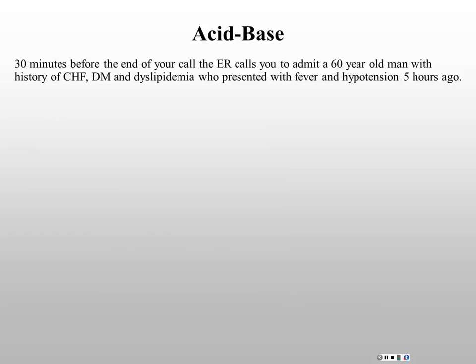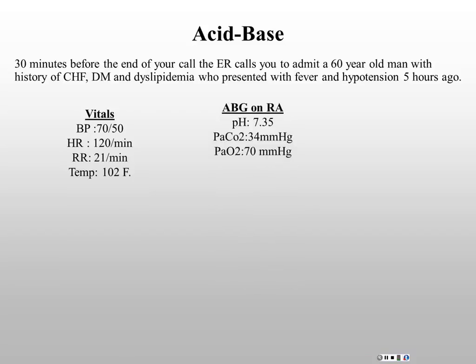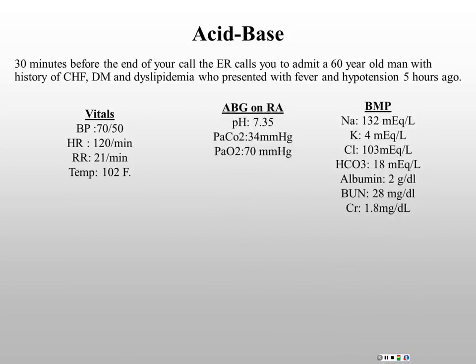Acid base, it's difficult to cover the whole acid base balance, but I'll put 2 questions and I'll try to cover it through them. So this is a case 30 minutes before the end of your call. The ER calls you for an admission, 60-year-old male, CHF, diabetes, dyslipidemia, fever, hypotension 5 hours ago. Vitals, blood pressure is low, tachycardic. Blood gas, pH is on the lower side, CO2 is on the lower side as well, some hypoxemia. BMP, bicarb looks low, some renal insufficiency. So what will you do?